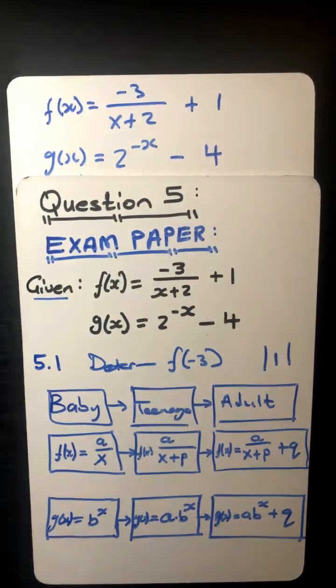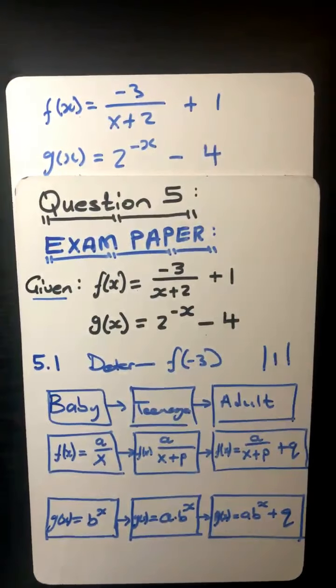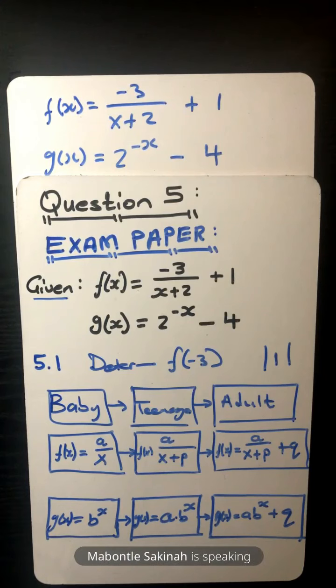But now let's talk. Mabuntle, who's speaking? Madam Speaker. Oh, Mabuntle, who? Mabuntle Sakina. Sakina, let's check. For f of x, what is the value of a? Sakina. Is negative 3. Do you know what it means when it's negative 3?